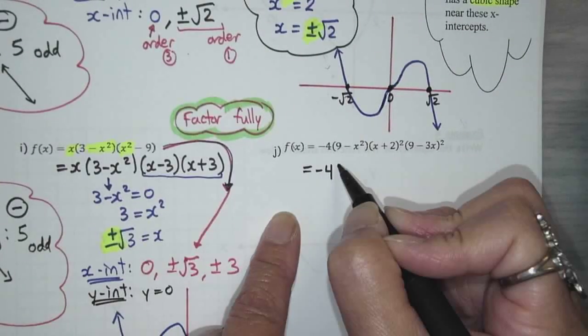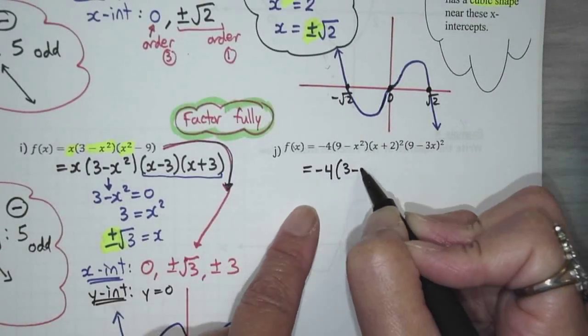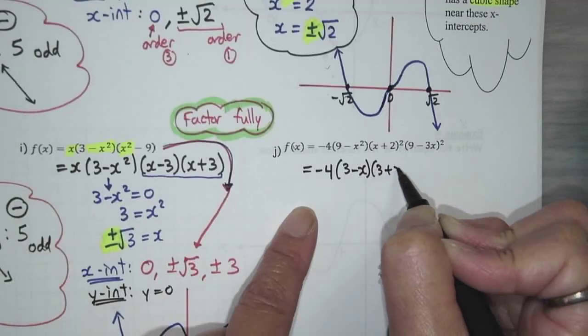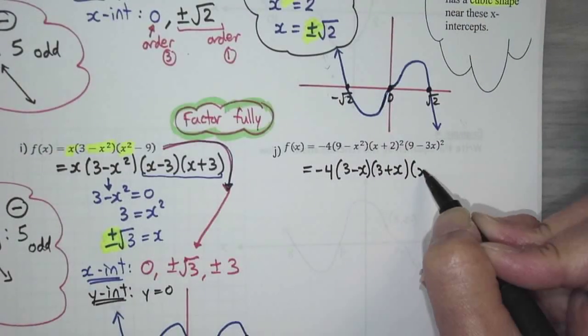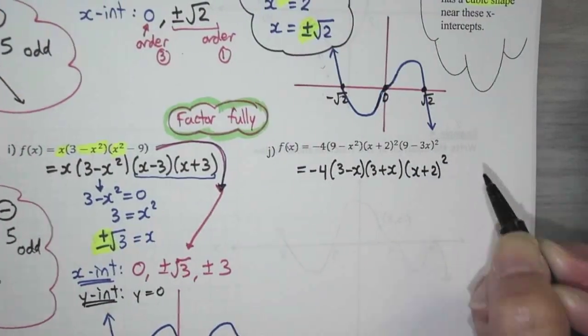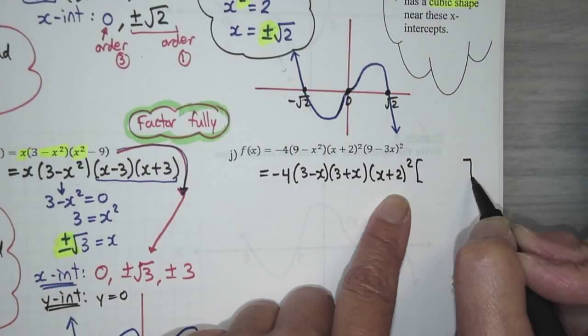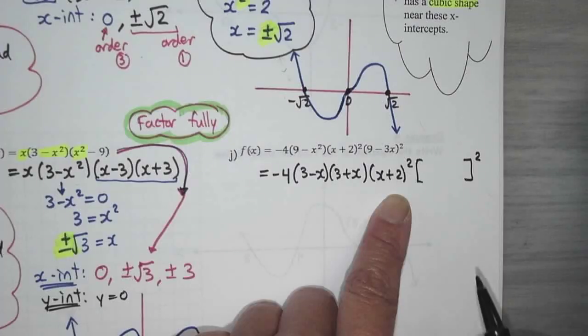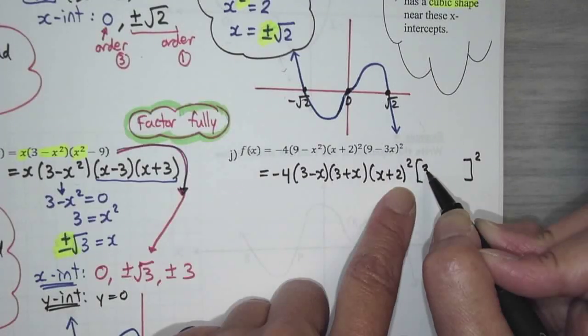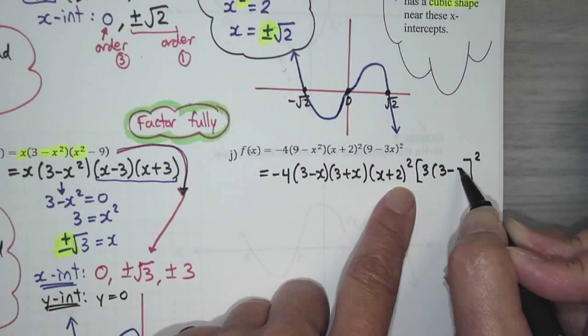So -4. This I'm going to get 3 minus x, 3 plus x, like that. Here I have 2 of this guy, so order 2. And here, do this. So squared stays there, and I know I can common factor 3 out, and I get 3 minus x.